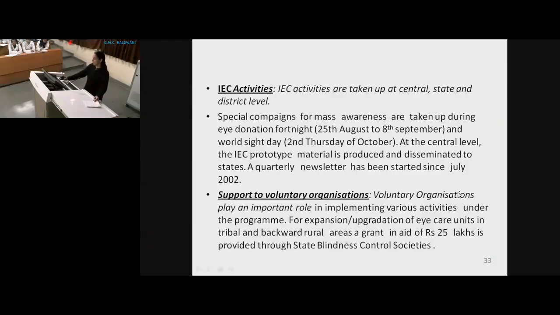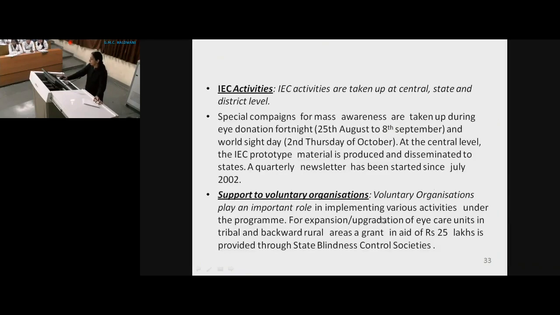IEC activities are taken up at central level, state level and district level. All the levels have to carry out these IEC activities. And the special campaign for mass awareness again has to be carried out during this fortnight, 25th August to 8 September, which is observed as eye donation fortnight. And World Sight Day, this is the second Thursday of October. At the central level, the IEC prototype material is produced and disseminated to the states. A quarterly newsletter has also been started since July 2002.